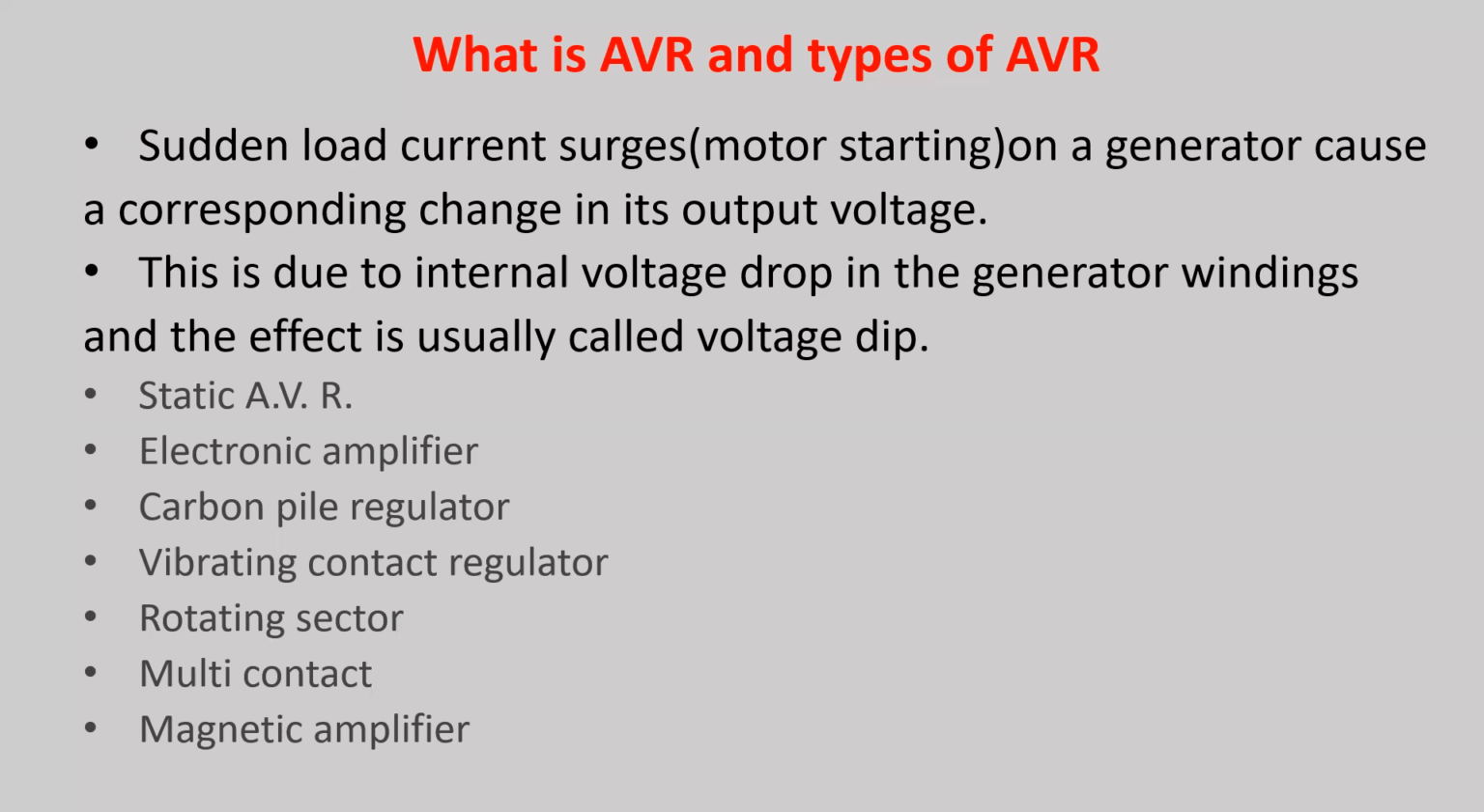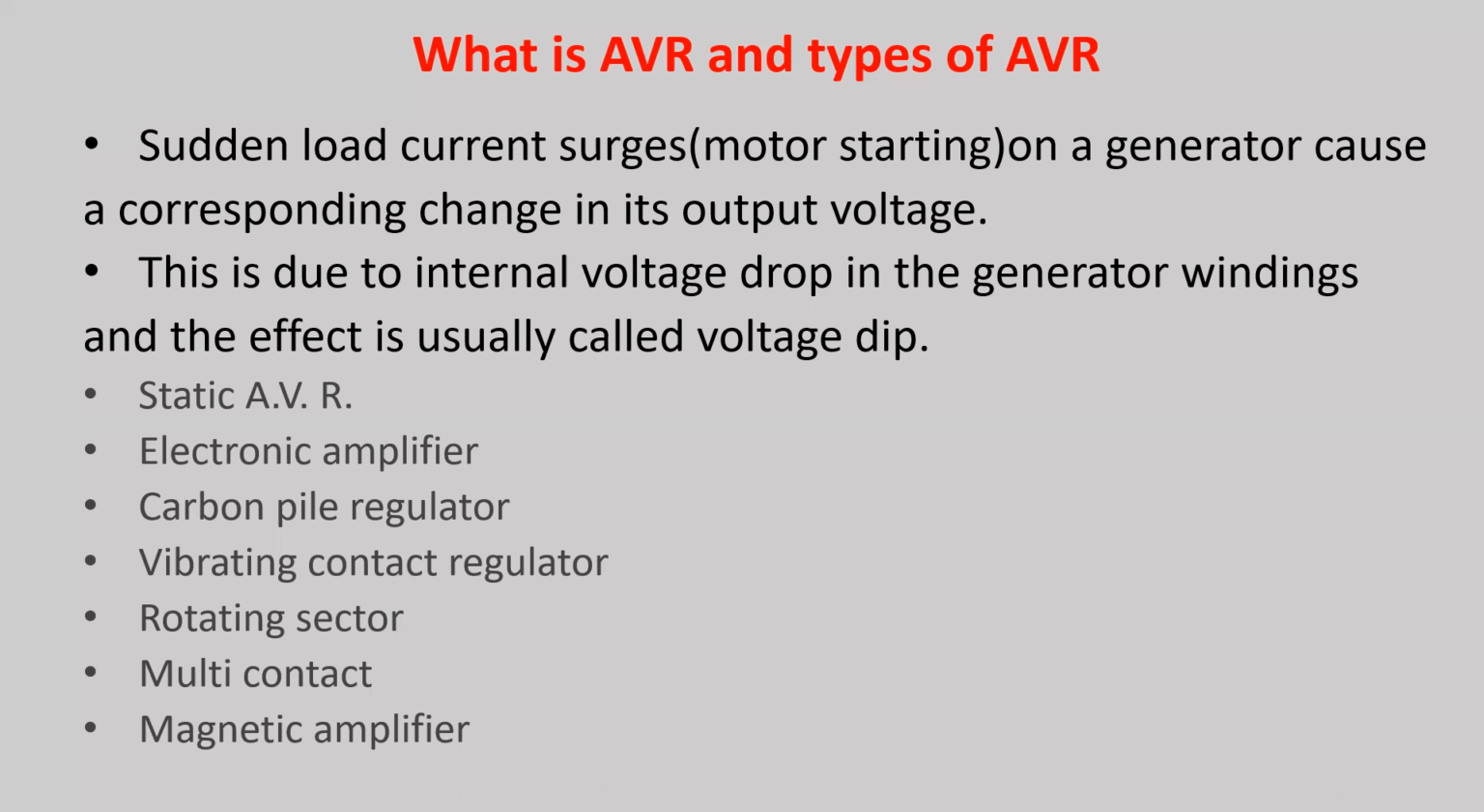If it is a normal voltage, normal load, plus or minus 2.5 percentage of the voltage is being corrected. And if there are more loads, like thrusters or cranes, then plus or minus 10 to 15 percentage of the voltage is being corrected. So we have some types also: static AVR, electronic amplifier AVR, carbon pile regulator, vibrating contact regulator, rotating sector, multi-contact, magnetic amplifiers.